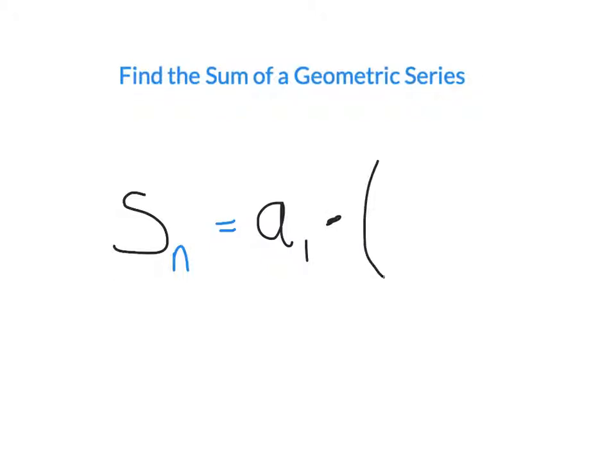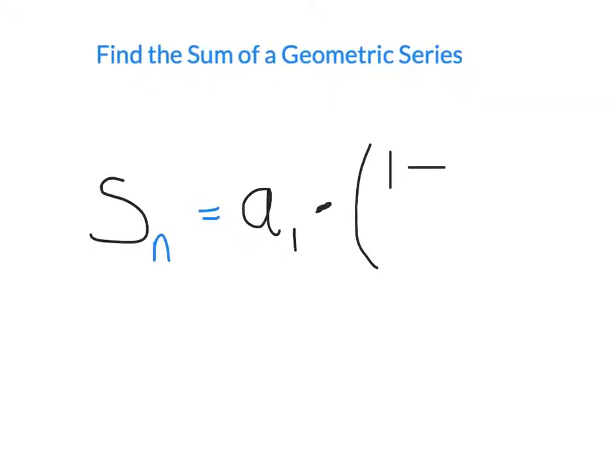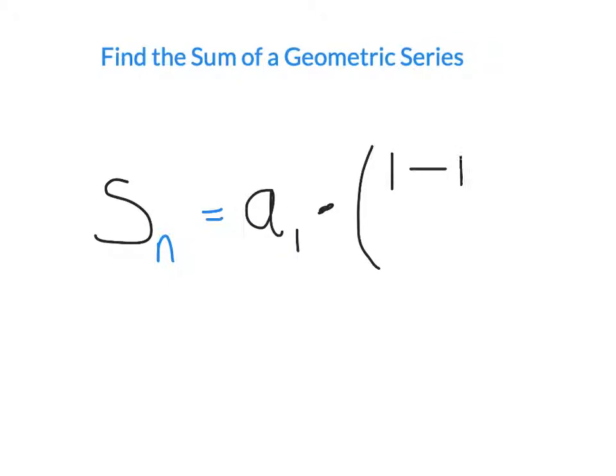Times, and then we got to make this weird fraction. 1 minus the common ratio raised to the nth power, same n as the n on the S sub n here, divided by 1 minus the common ratio itself. And this formula is how we add up the first n terms of a particular geometric series. It's going to come in handy when we get to number 16. Let's go ahead and just check this out.